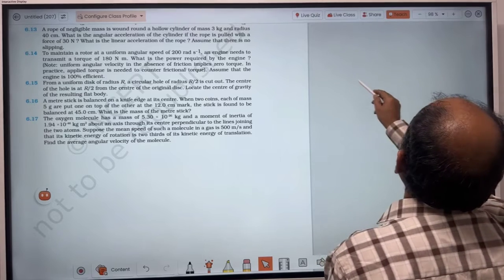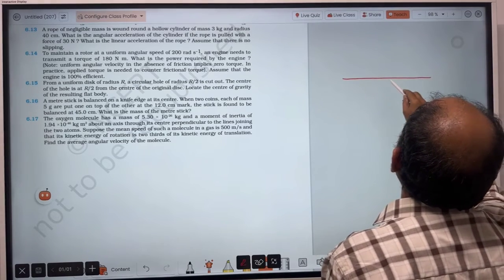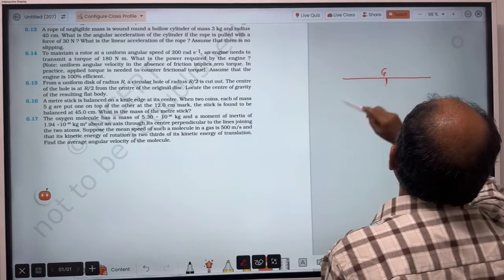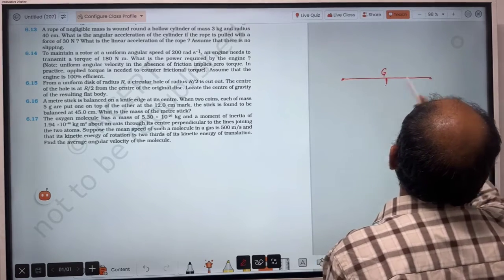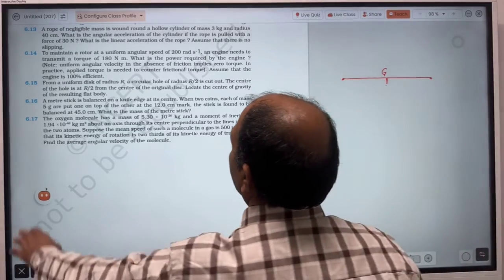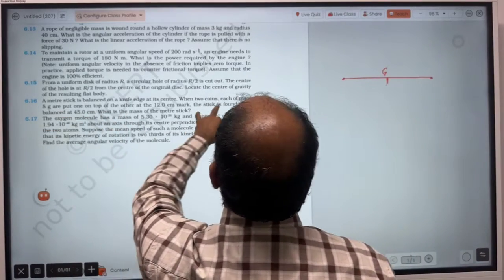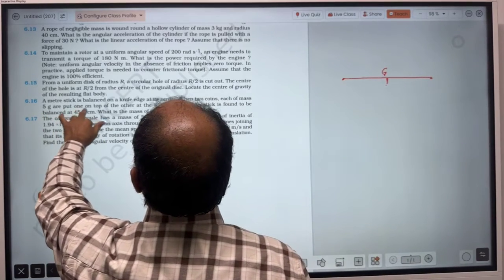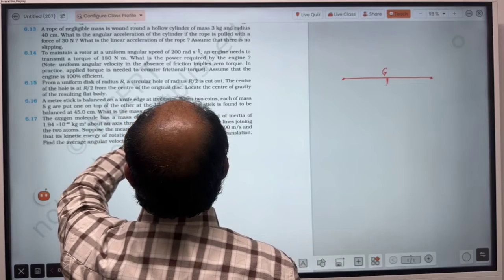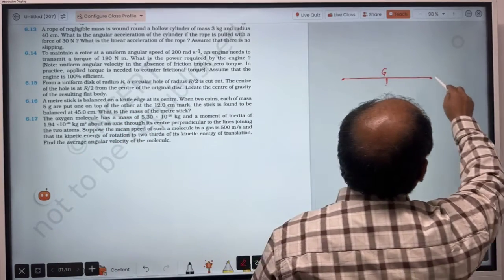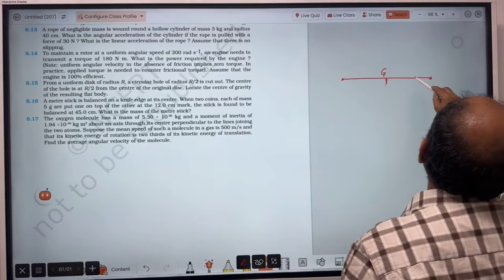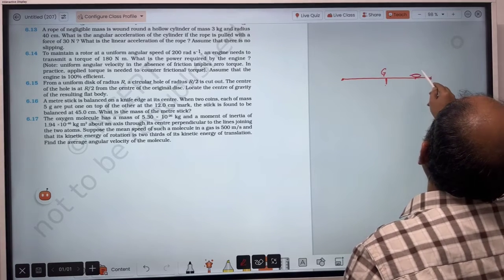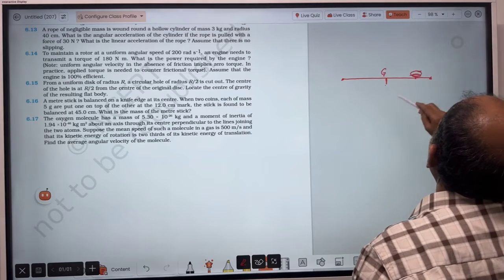Here we are given a meter stick. Actually it will be balanced at G, but it is said that when 2 coins each of mass 5 gram are put, one on top of the other, at the 12 centimeter mark. So suppose you start counting from here. Suppose here it is 12 centimeter. So at this point there are 2 coins, one over the other, placed.